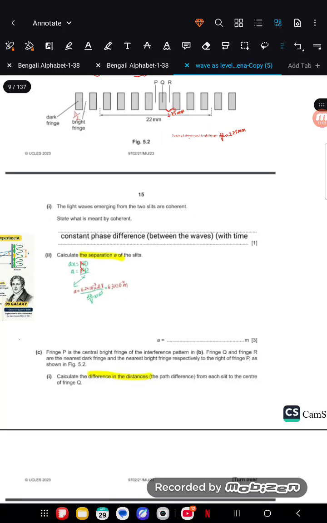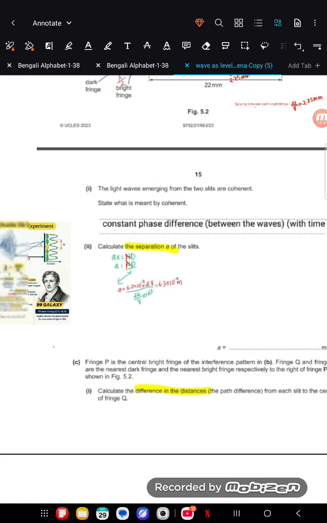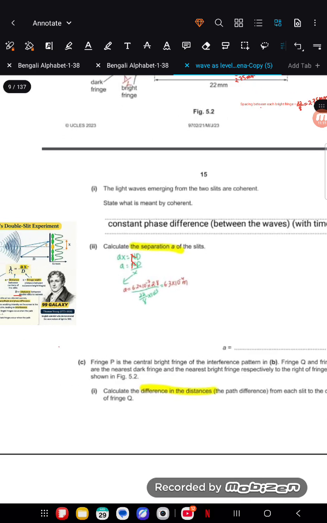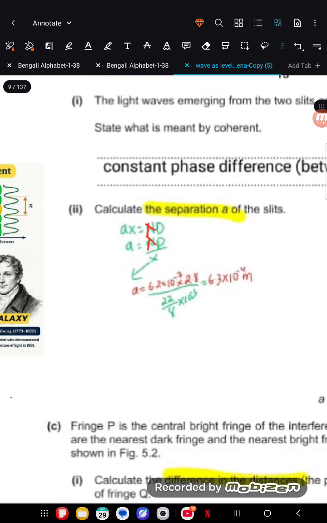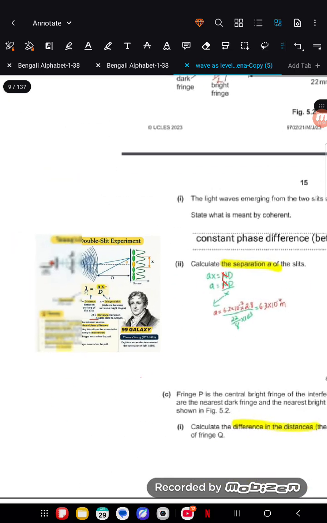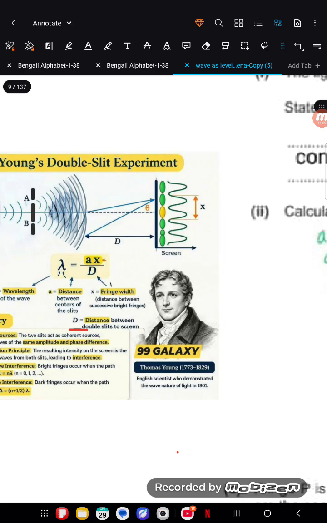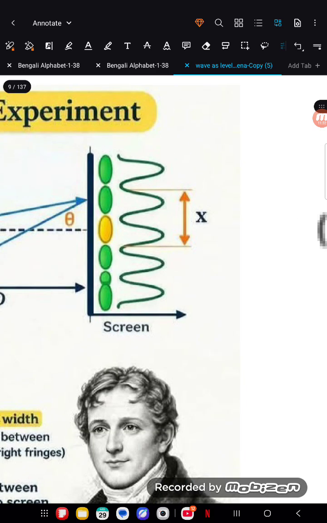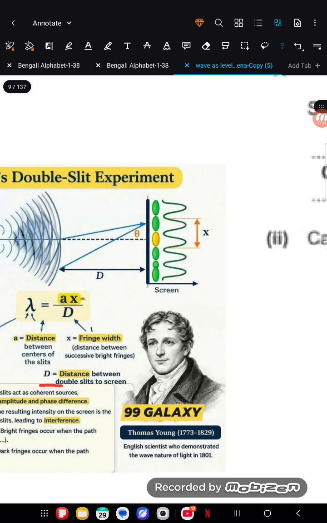And they will say to find something, right? They are saying calculate the separation of the slits. Separation of the slits means A. So that is what they are saying to find. In order to solve this question, you need the wavelength and distance. Distance you have, and also you need x. So how to find x? X is the distance between two bright fringes.